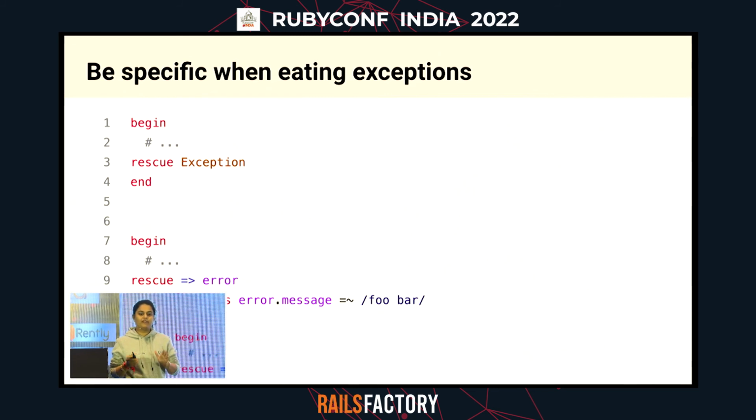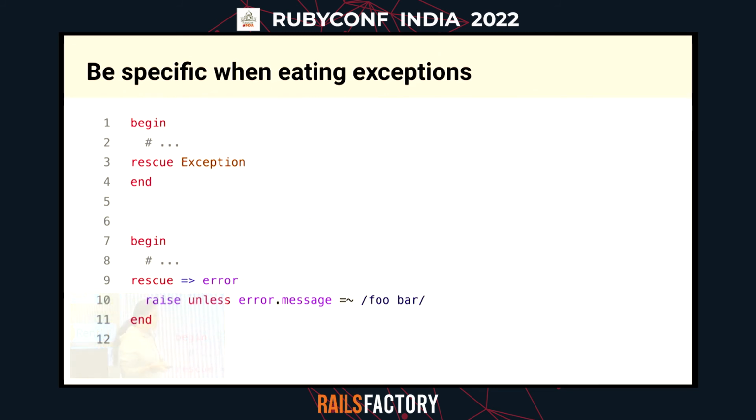Be specific when rescuing exceptions. Sometimes when you are trying to catch an overly broad exception type, you will often spend a long time just to figure out why this method is not doing what it should do. If you are not sure about the matching exception class, at least you can try to match it with the error message.